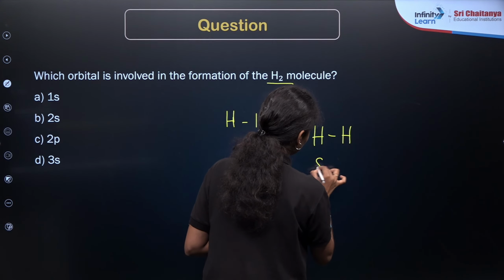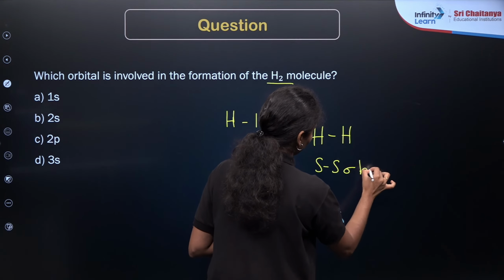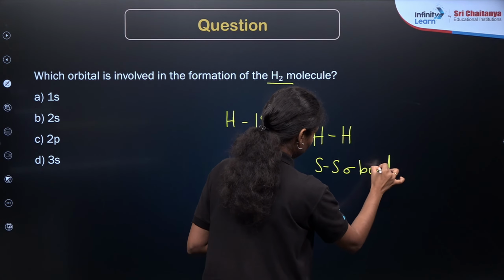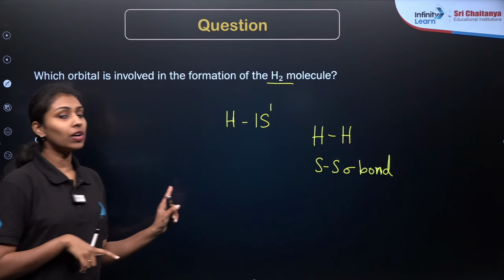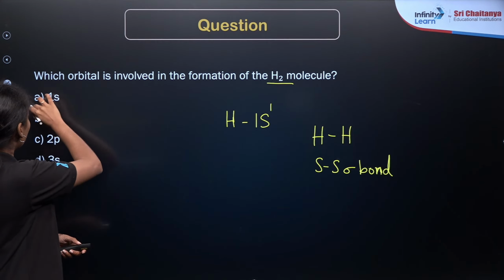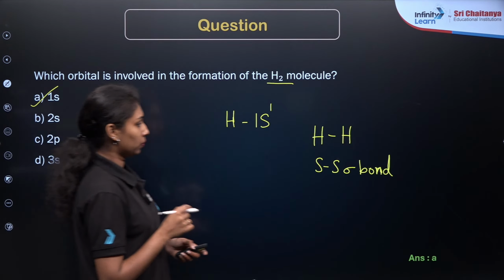A single sigma bond is formed over here. So the orbital which is present in the sigma bond formation over here is the 1s orbital. So option A will be the correct answer.